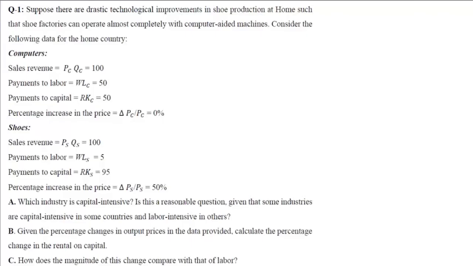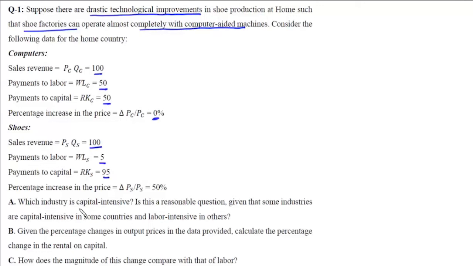Now we'll take another example. It says, now there is drastic technological improvement in shoe production at home, such that shoe factories can operate almost completely with computer aided machines. Now the data given is sales revenue for computer is 100, payment to labor is 50, payment to capital is 50, and percentage change in the price is 0. And for shoes, sales revenue is 100, payment to labor is 5, payment to capital is 95, and percentage increase in price of shoes is 50%.